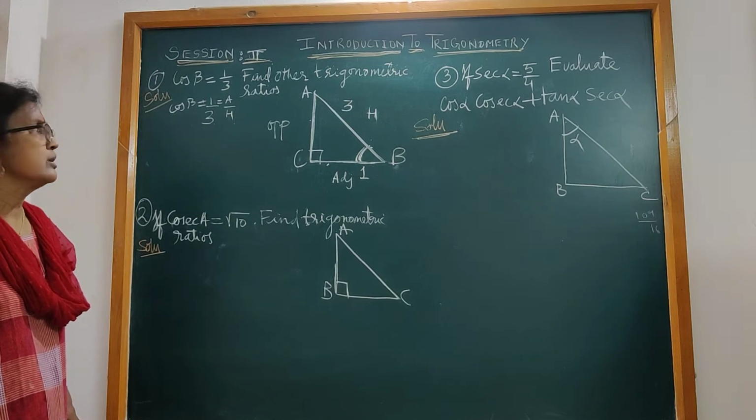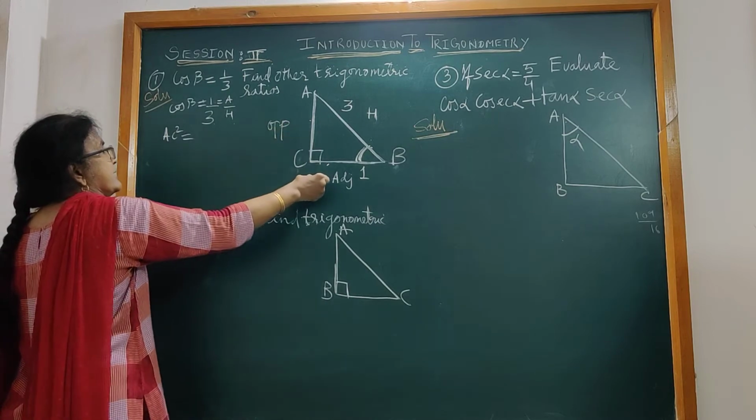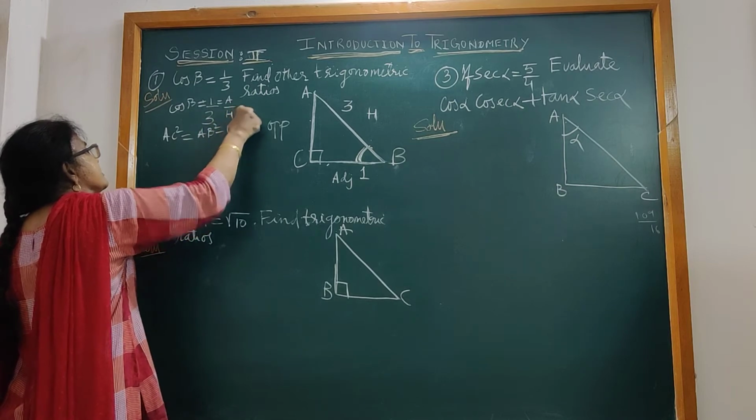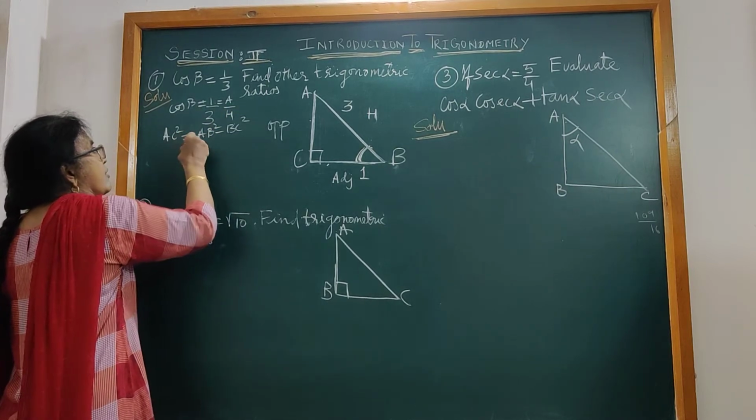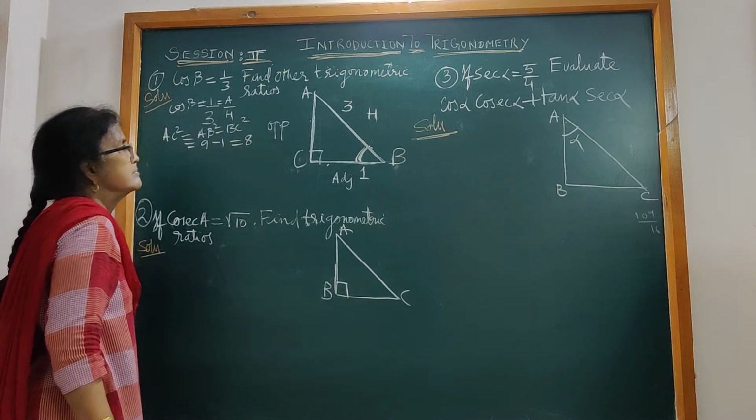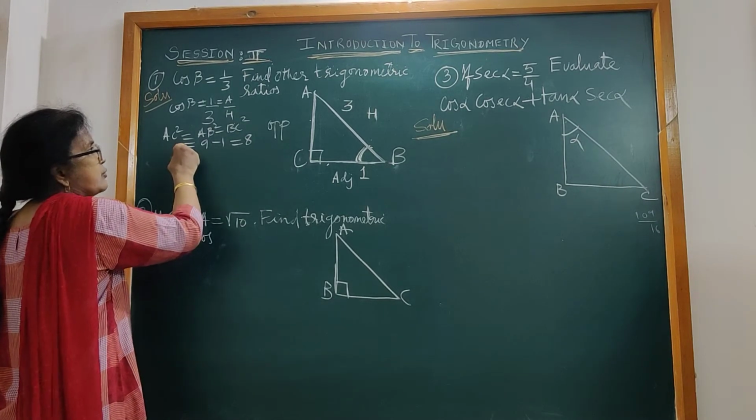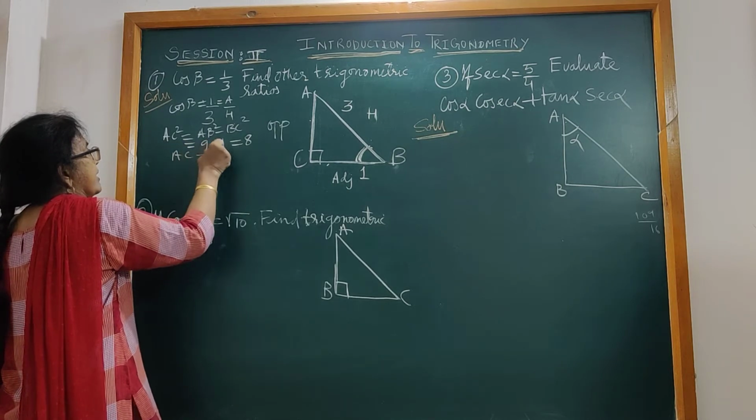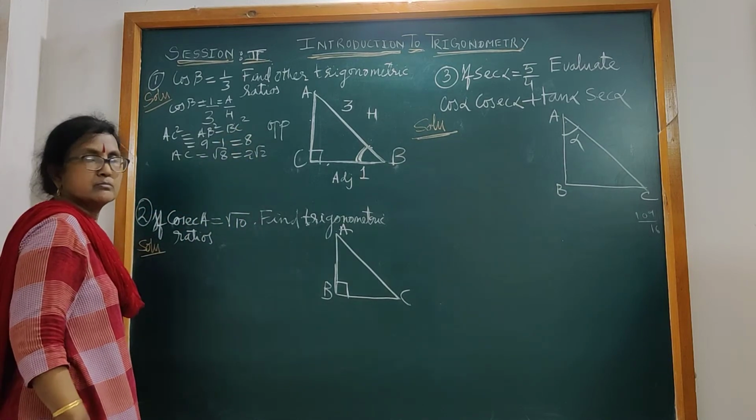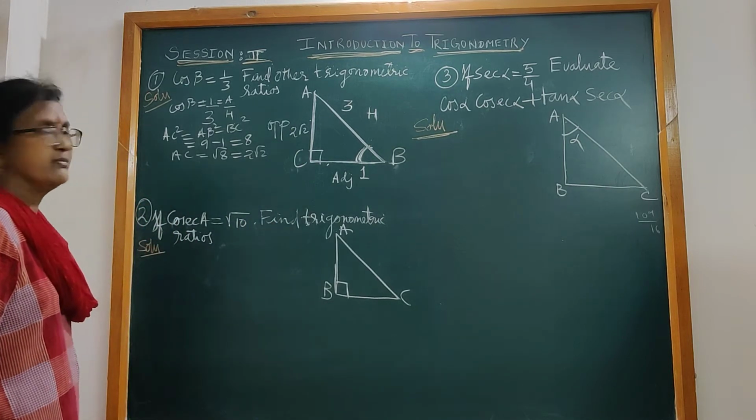Now first we will find out AC. AC square is equal to AB square minus BC square. 3 square is 9, minus 1, 8. So AC square is 8, AC is root 8, that is 2 root 2. Keep it here, 2 root 2. That will be your AC.